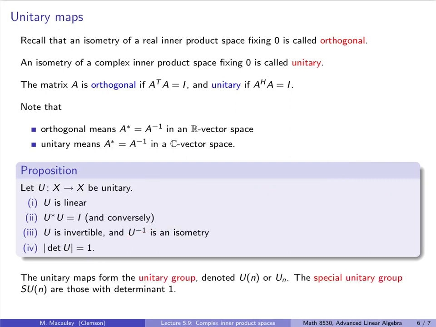Finally, the unitary maps form the unitary group, often denoted U of n or U sub n, where n is the dimension. The special unitary group, SU of n, consists of those with determinant exactly 1. We think of those as complex rotations and the other as complex isometries.